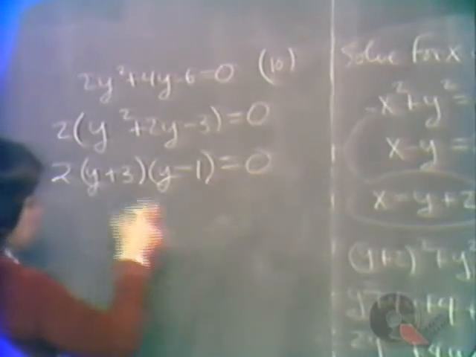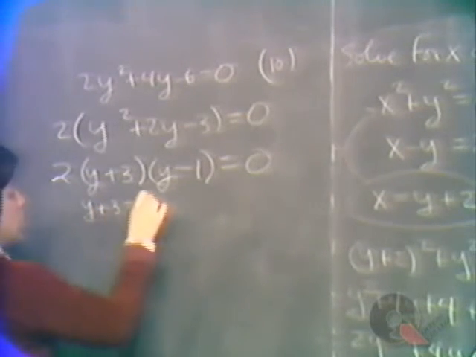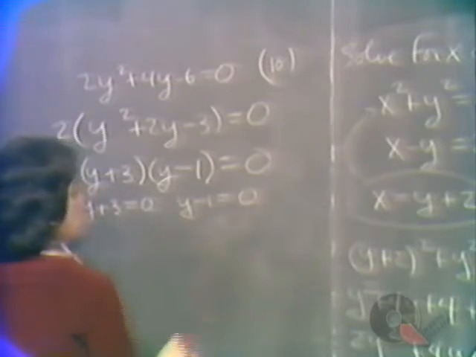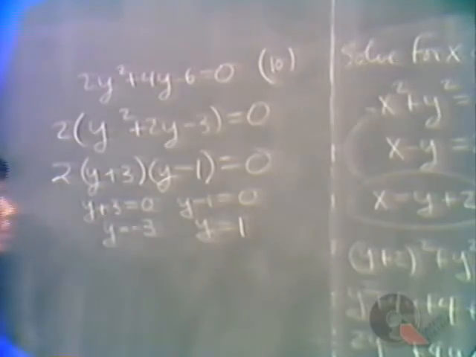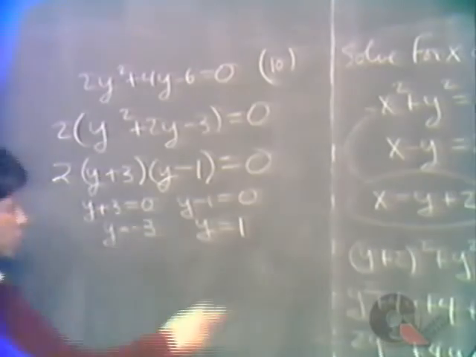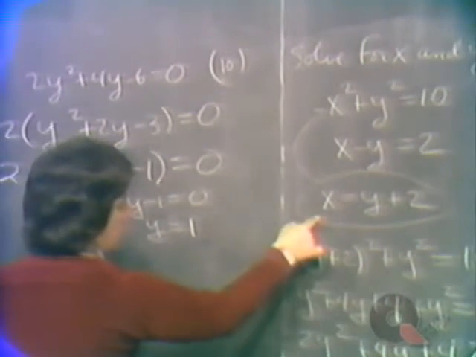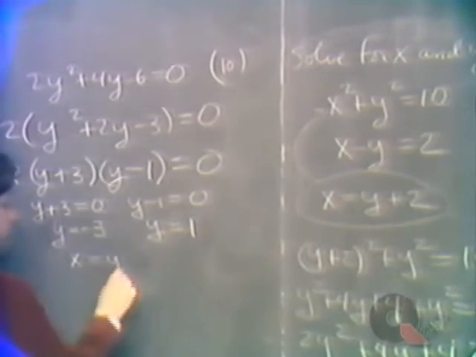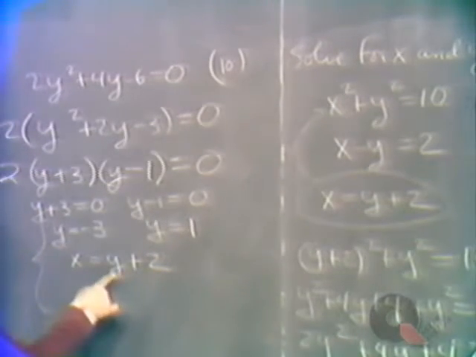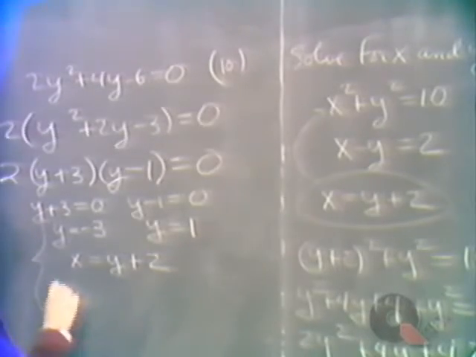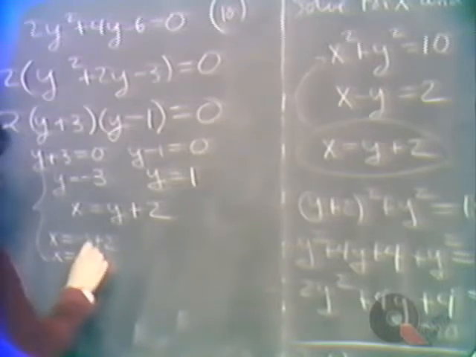Okay, this product is equal to 0, so each of the factors could be equal to 0. The 2 can't be equal to 0, but y plus 3 could be equal to 0, and y minus 1 could be equal to 0, giving us y equals minus 3 and y equals 1. We now go back to the equation x equals y plus 2. If y equals minus 3, x equals minus 3 plus 2, so x equals minus 1.